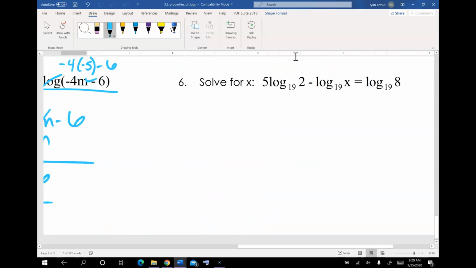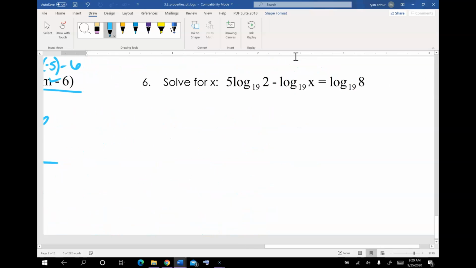All right, so let's get to some using properties, okay? So when you want to condense, it's all about condensing. We won't be expanding. We will only be condensing to solve, because your goal is to get a single log on both sides or a single log on one side, okay? Because before you can solve a log problem, it has to be single logs.